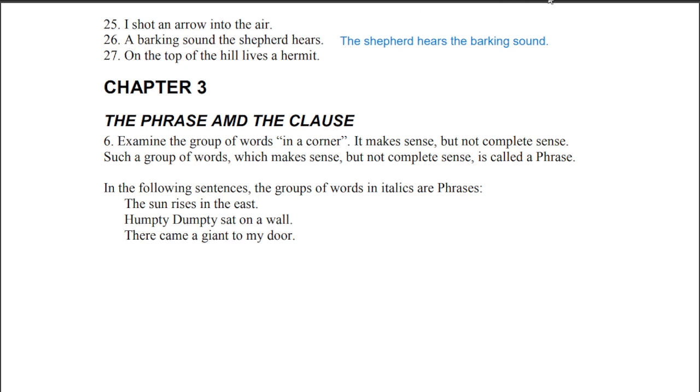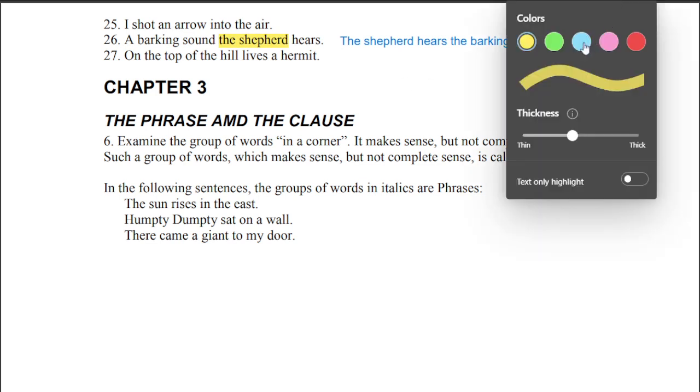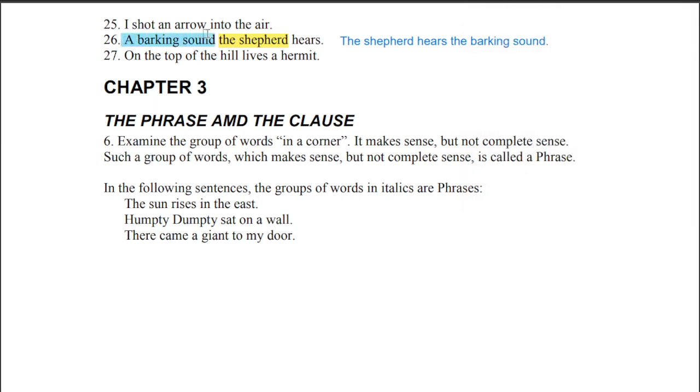In our original statement, the shepherd is the subject, whereas a barking sound along with hears is the predicate.